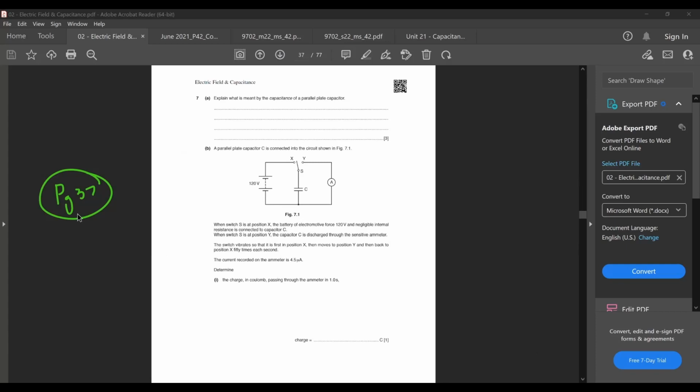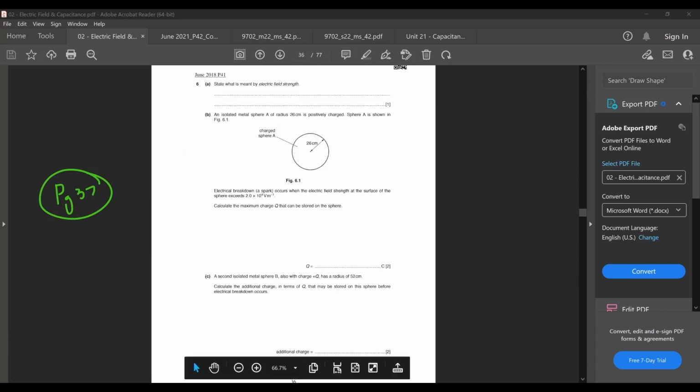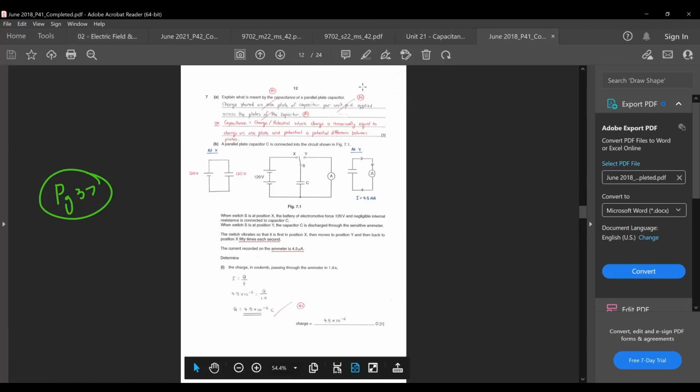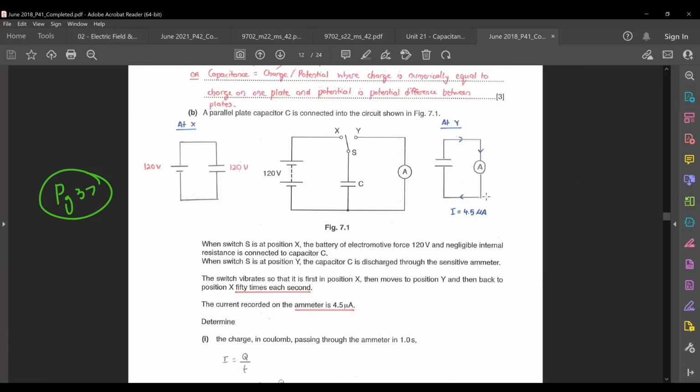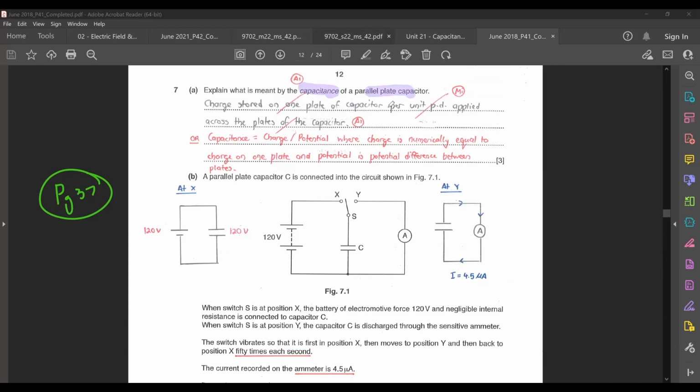Okay, so have a look at page 37. This one is June 18 P41. It's again talking about your capacitor switching between two switches such that you are charging and discharging rapidly. So for 37, explain what is meant by the capacitance of a parallel plate capacitor. This one, just use the definition from the notes. It is the charge stored on the plate of the capacitor per unit PD applied across the plates of the capacitor. Just like that. No issues here.